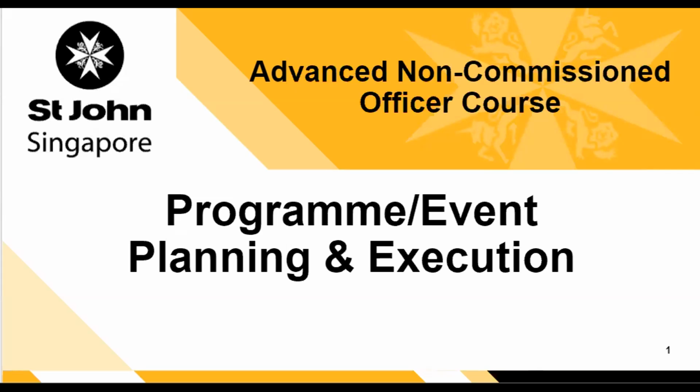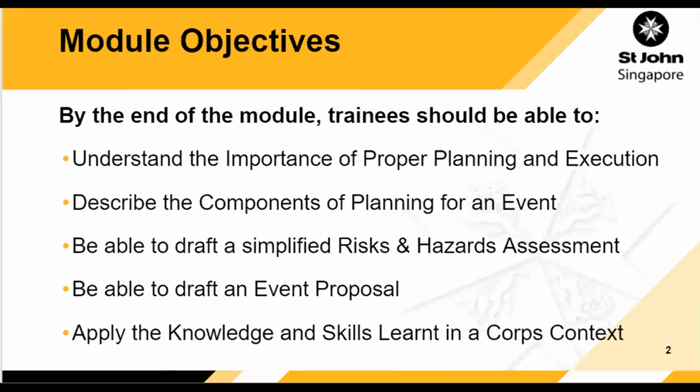Good afternoon, everyone. I'm Costa Officer Grade 5 Xing Hui, and I'll be giving a lecture on program planning and execution. It is important to be clear on the module objectives because you'll be tested and graded on your knowledge of them. Firstly, you should be able to understand the importance of proper planning and execution, describe the components of planning for an event, draft a simplified risk and hazard assessment, draft an event proposal, and apply the knowledge and skills learned in a core context. If at any point I'm speaking too quickly or you need some time to process, you can just slow me down, type it in the chat or just unmute yourself, okay?